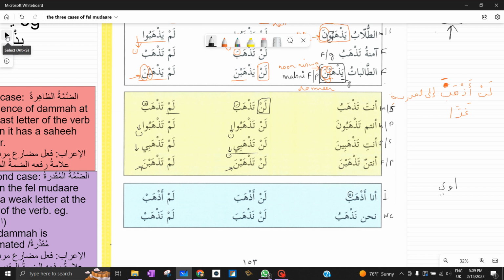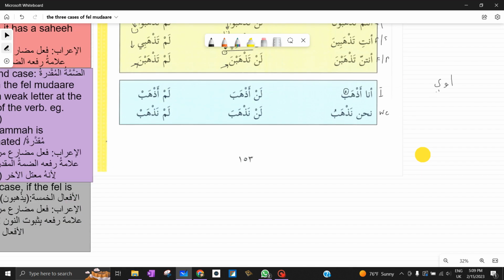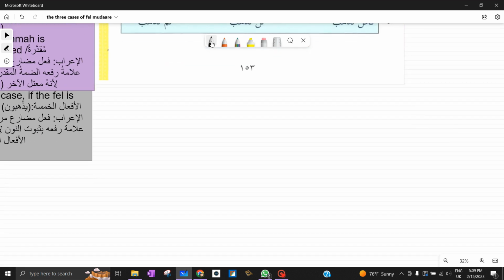Now, if you are not getting the whole Arabic sentence, I will write it for you here. If you have adhabu, how will you do the i'rab? Adhabu. Now you will say: fi'l mudari' مرفوع وعلامة.